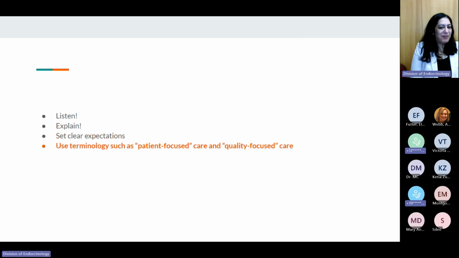Using terminology like patient-focused care or quality-focused care can also help, because that's really what it should be. It should be based on the patient and their preferences and their outcomes, and that's what value-based care is.